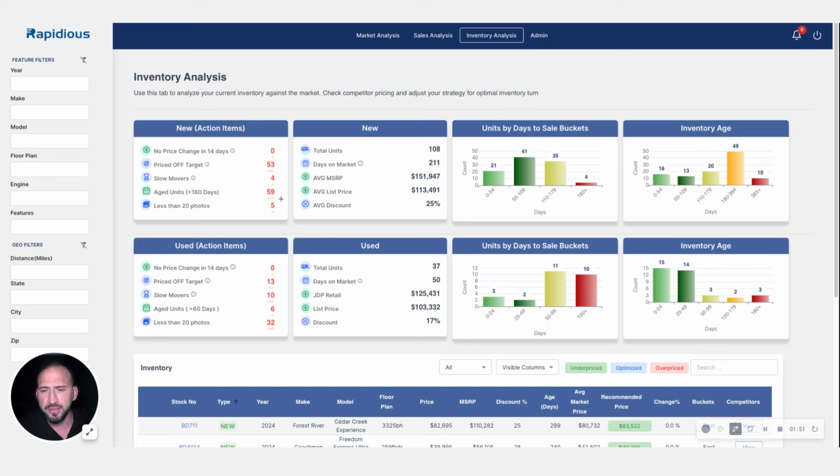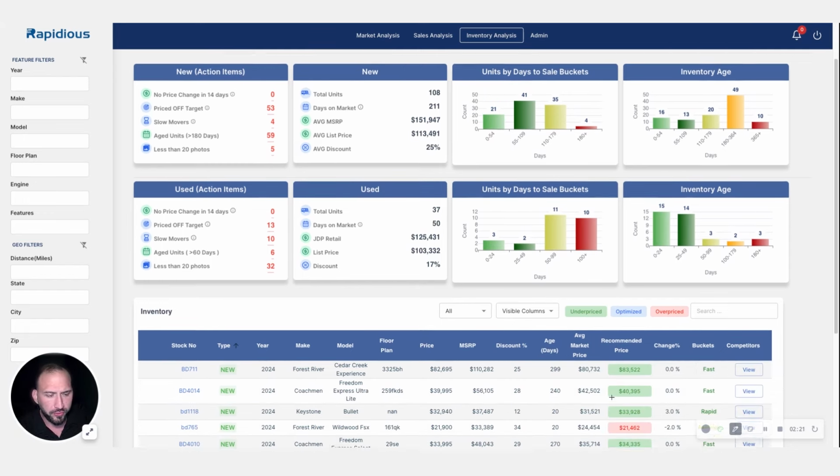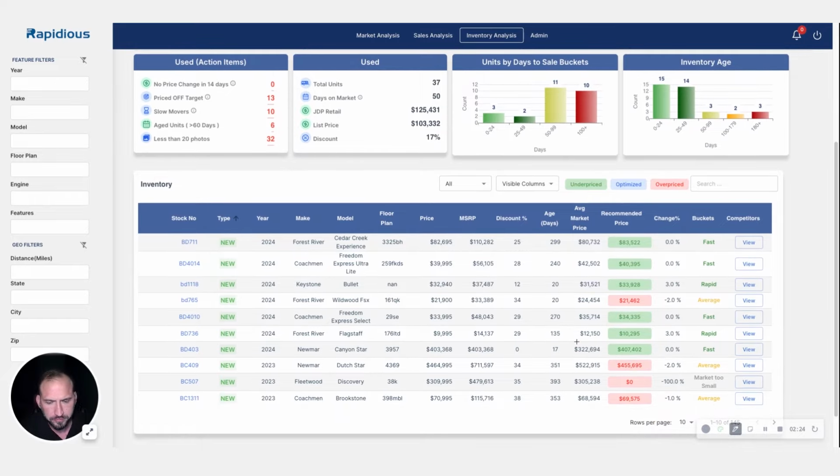So within this action item list here, what we're going to show you is something like this, where you'll see 53 units. What priced off target means is that based off of that unit's competition, what the average list price is currently, and combining that with what the current days to sale velocity bucket is over here, we've created a target price. Let's use something like this as an example. We've got a 2024 Forest River Wildwood FSX listed here.